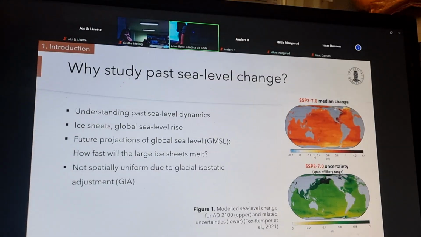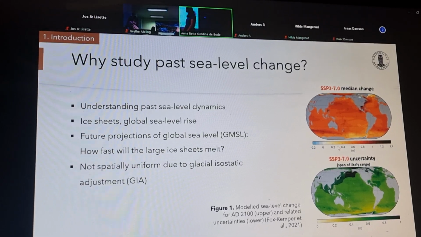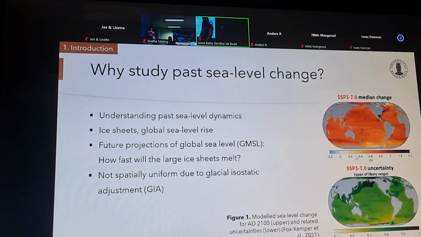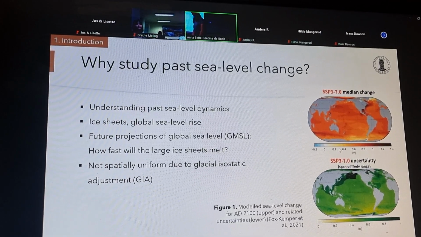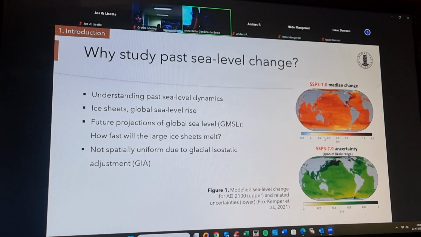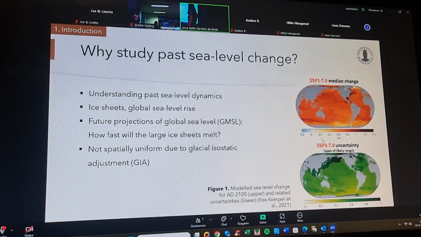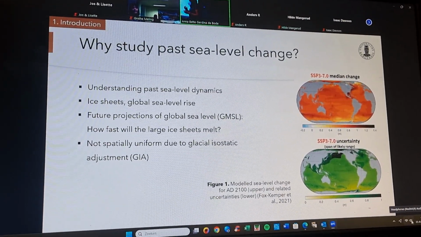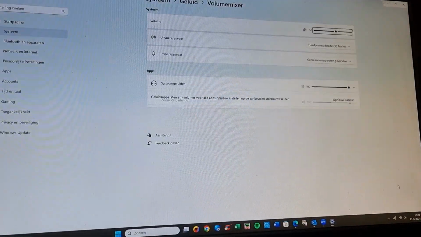So, the introduction. Why study past sea level change? Understanding past sea level dynamics is crucial for future predictions of sea level change, and currently under global warming, ice sheets are melting at an accelerating rate, causing a global rise in sea level. However, these future projections of global sea level come with quite a large uncertainty, which you can see over here. And this means that we need to know more about how fast the large ice sheets will melt and how sea level will respond to that as a consequence.